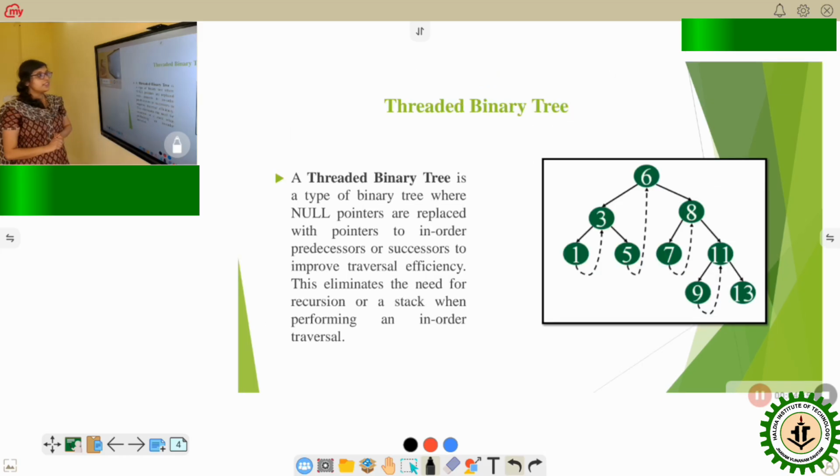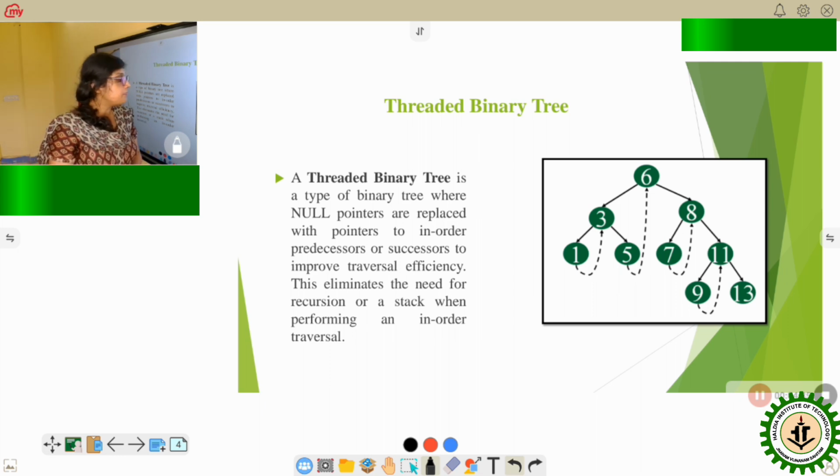Now we will understand the concept of threaded binary tree. What is a threaded binary tree? A threaded binary tree is a type of binary tree where null pointers are replaced with pointers to in-order predecessors or successors to improve the traversal efficiency.